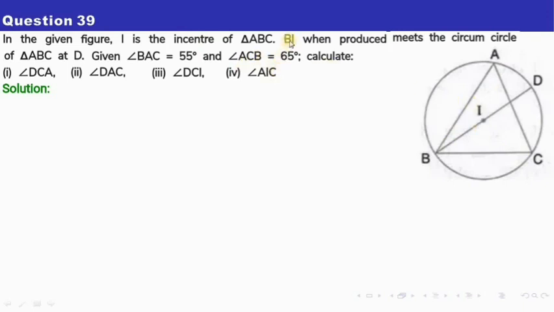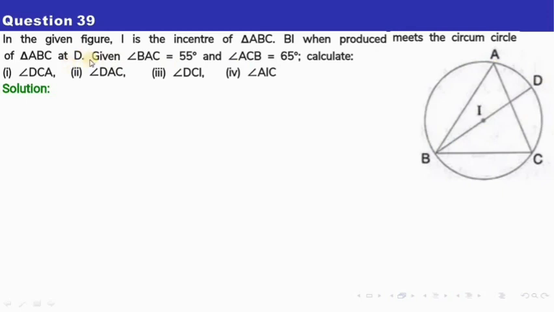Now it is given that BI, when produced, meets the circumcircle. Circumcircle means the circle which touches all the vertices of a triangle, so all the vertices of the triangle lie on the circumference. This kind of circle is called a circumcircle. So BI, when produced, meets the circumcircle at point D.